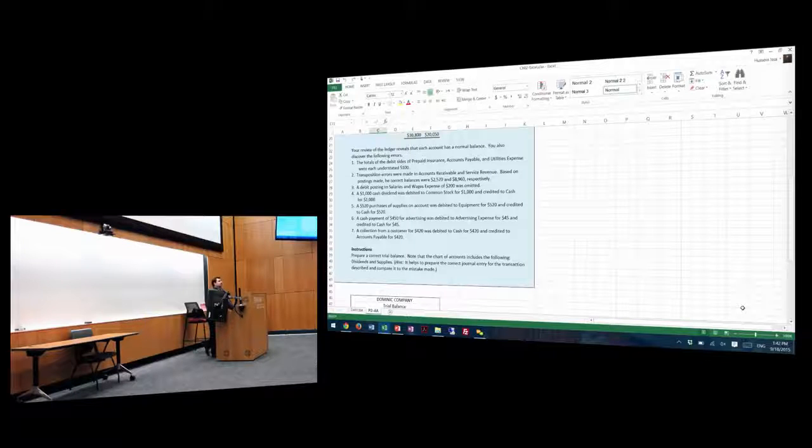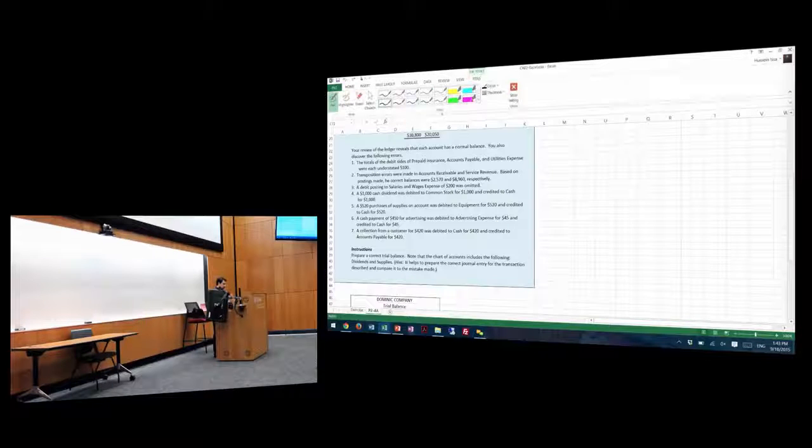Okay. So basically, this is where you will be asked to make certain corrections where the trial balance will actually balance. However, there will be some mistakes here, and you're expected to fix them. For example, the first one: the totals of debit sides of prepaid insurance, accounts payable, and utilities expense were each understated by 100. I personally find it easiest to write each one of them and the balance that you have.